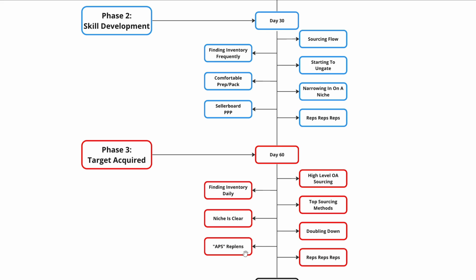And again, at the end of phase 3, we're just putting in as many reps as humanly possible, because without reps, we will not get to our goal of 10K by the 90-day mark. And honestly, we're not going to get to our goal of any revenue amount or profit amount if we're not putting the reps in. The reason it's called target acquired is because by this point, we understand what we're doing, we know which direction we're going, and we know how to get there. We know what our niche is, we know how to product source, we know how to manufacture margin, we know what's working, and we're doubling down on what's working, and we're discarding the rest.